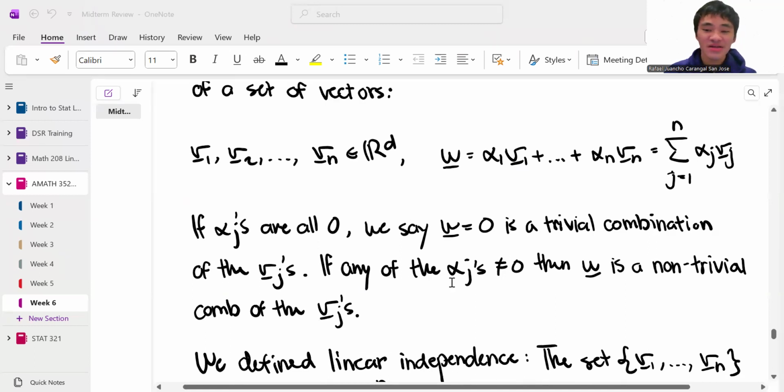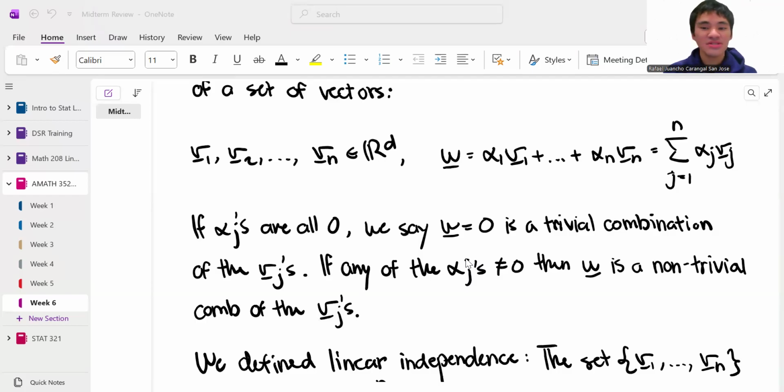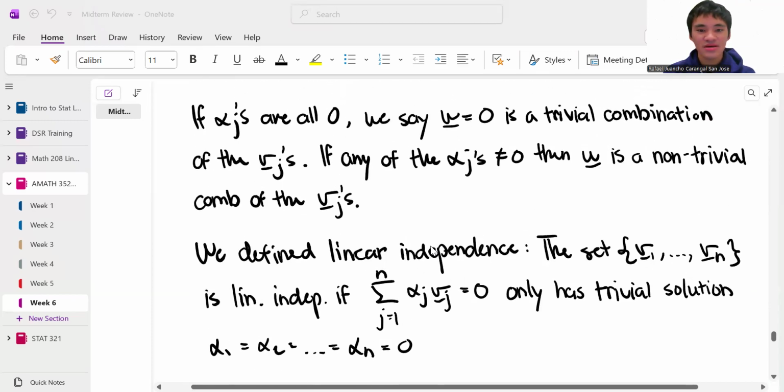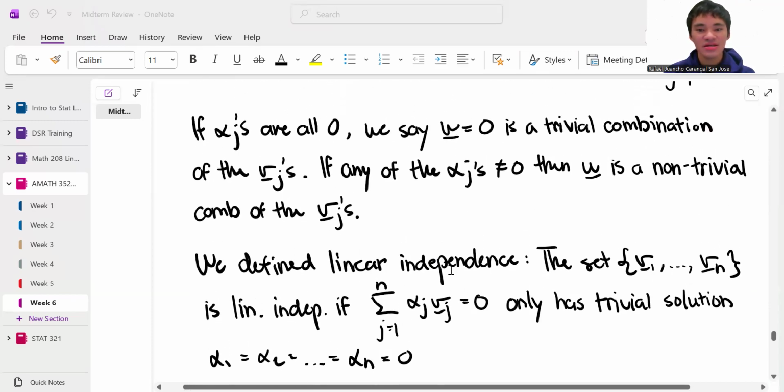However, if any of the alpha j's, any of those scalars, are not 0, then we say that w is a non-trivial linear combination of the vj's. And from there, we defined linear independence.